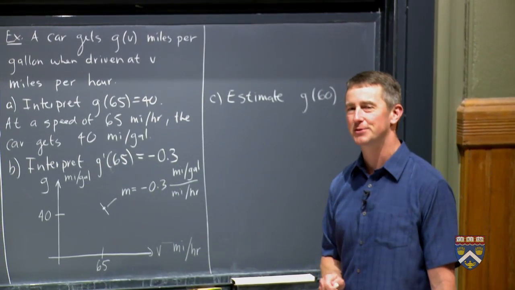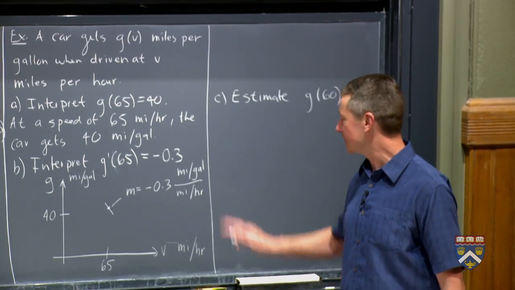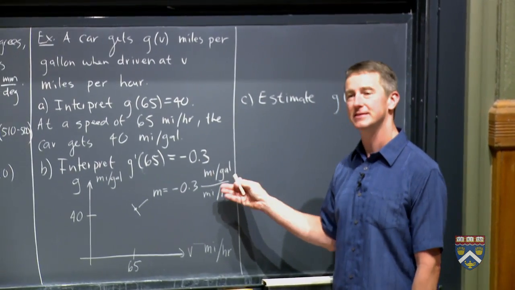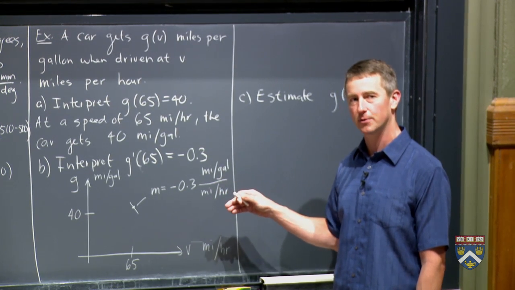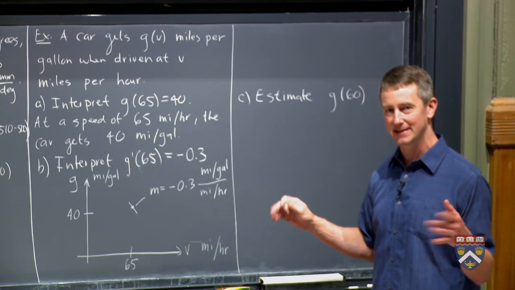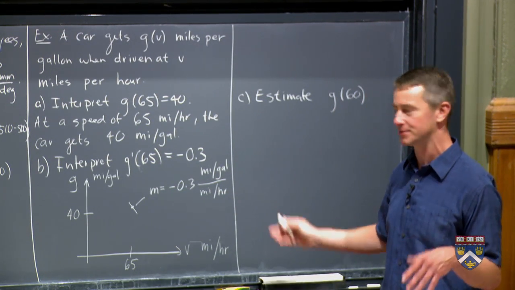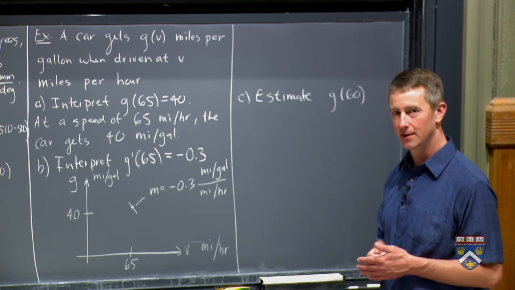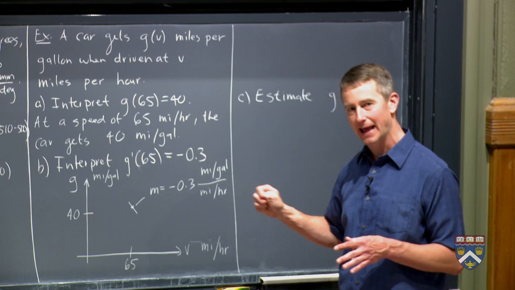And people like to do this problem in 2 different ways, I've discovered over the years. Some people, such as me, understand it best if we just leave this in these units, miles per gallon per miles per hour. But I know some of you out there are saying this is just screaming out to have some simplification done, right? Miles per gallon, miles per hour, the miles will cancel, and you'll end up with hours per gallon.